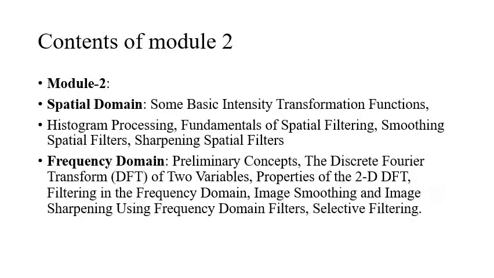Since you're studying DSP and also a little bit about the Fourier domain in signals and systems, here you'll be using those fundamental concepts and studying some preliminary concepts, the discrete Fourier transform of two variables. So basically in DSP you studied it for a single variable. Here you will be studying it for two variables. Why? Because this is a two-dimensional function. An image is a two-dimensional function. Then you will be studying the properties of the 2D DFT.